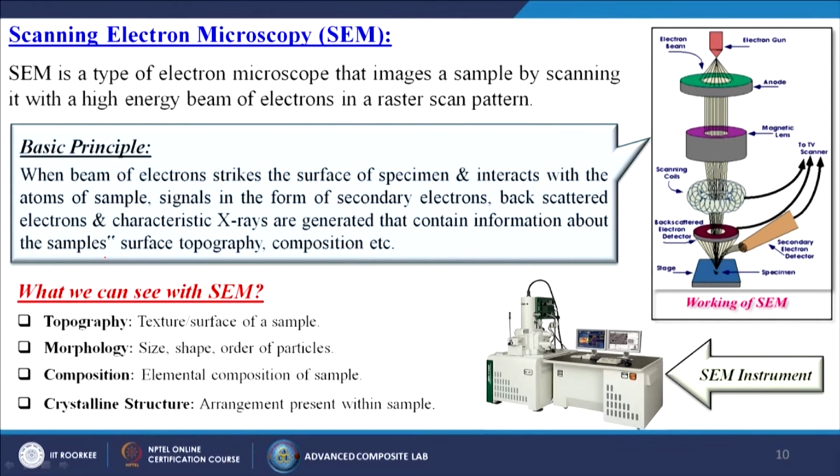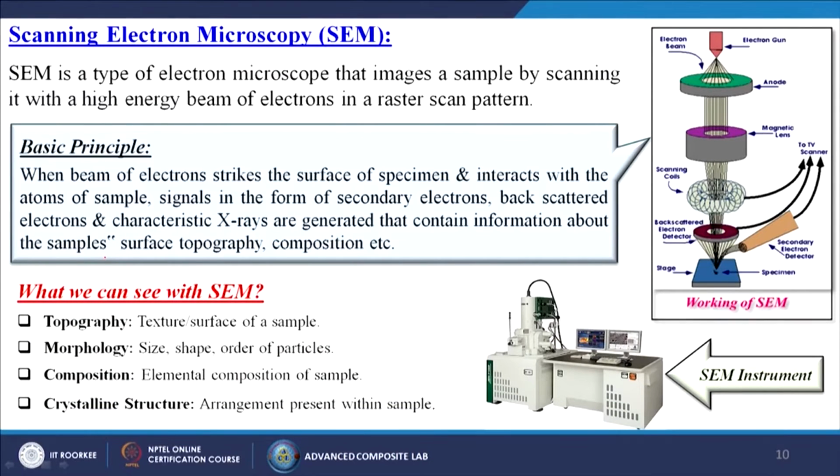So, what can we see with SEM? Generally the topography, texture and surface of the samples, we can see how the surface looks. Morphology, size, shape and order of the particles. Say suppose I have used some kind of nanoparticles inside a matrix, that I can see.